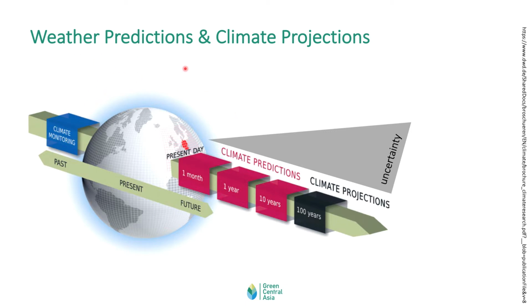But the weather prediction models usually start from 1 week, 1 month, and go to 10 years, where we have the decadal prediction. And that's the limit of our prediction, because as we go further in time, our uncertainty will increase. And we have different problems to deal with.